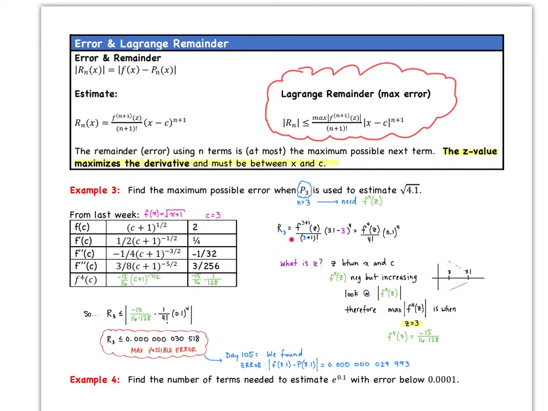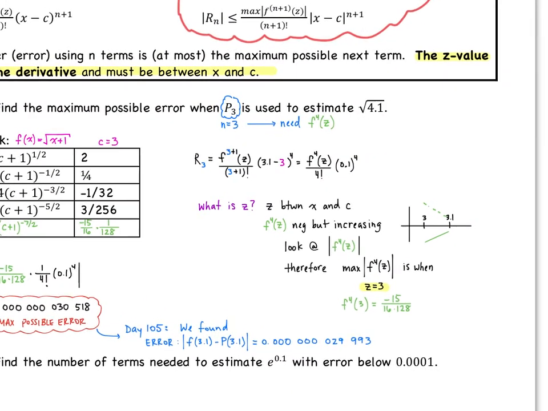So now we're going to go over here. So that the remainder, or the error for a degree 3 polynomial, we need to look for that fourth derivative at z when n is 3. So we're just plugging 3 in there. And our c value was 3. So the fourth derivative at z over 4 factorial times 0.1 to the fourth. So what is z? How do we figure out z?